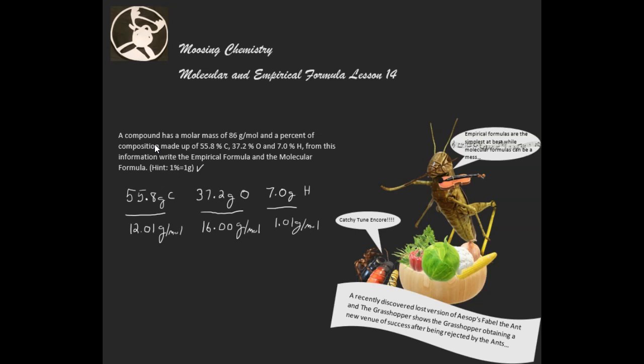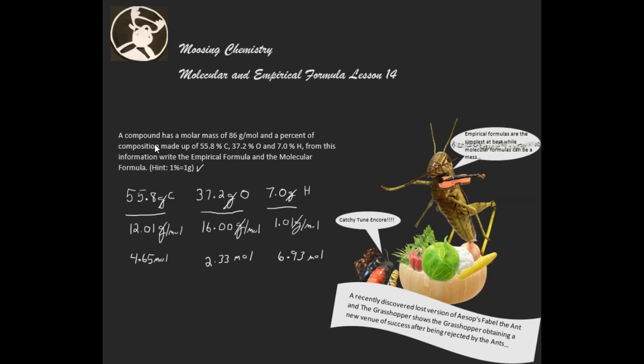Given that, when we divide 55.8 by 12.01, that gives me 4.65 moles, because our grams will cancel out. We divide 37.2 by 16, we get approximately 2.33 moles. Our grams will cancel out again. When we divide 7.0 by 1.01, we get 6.93 moles. All right, so everything's working out pretty good.